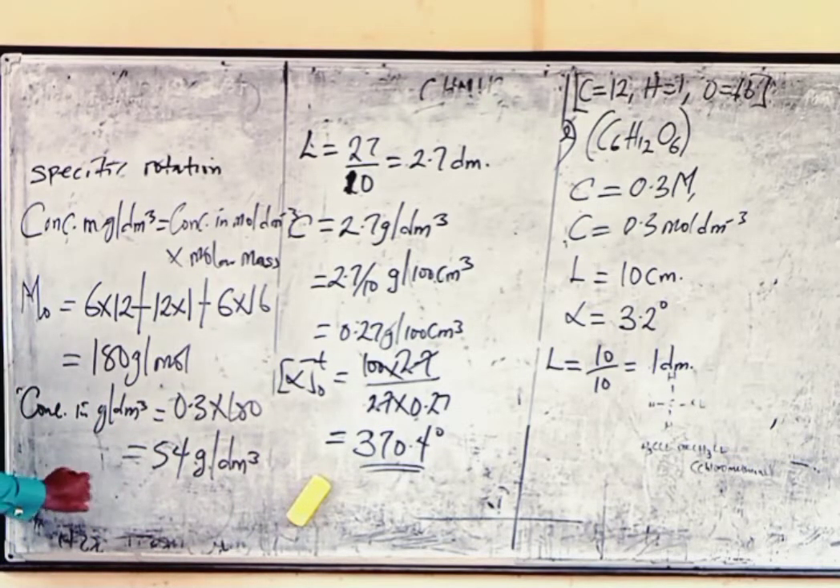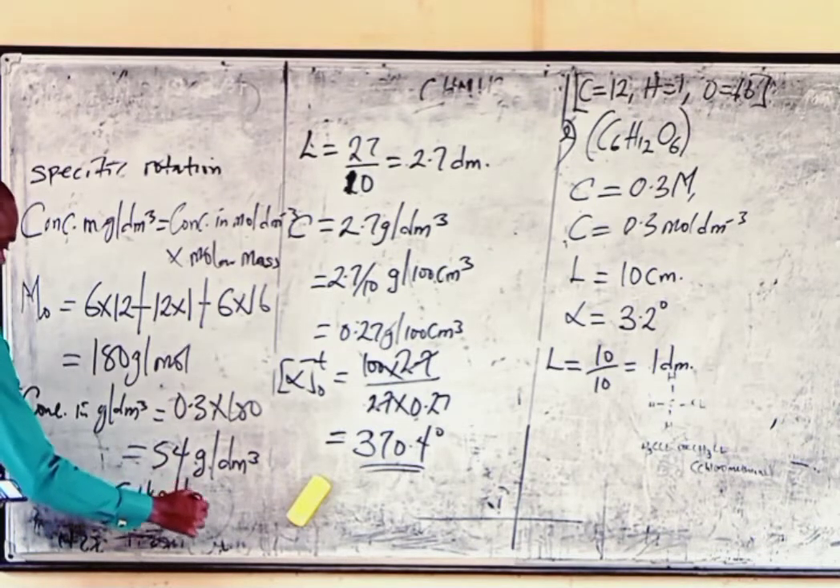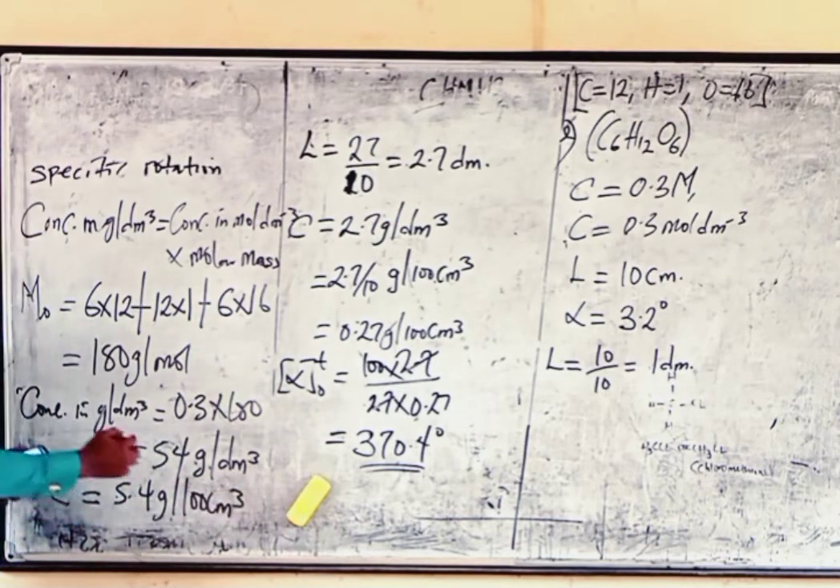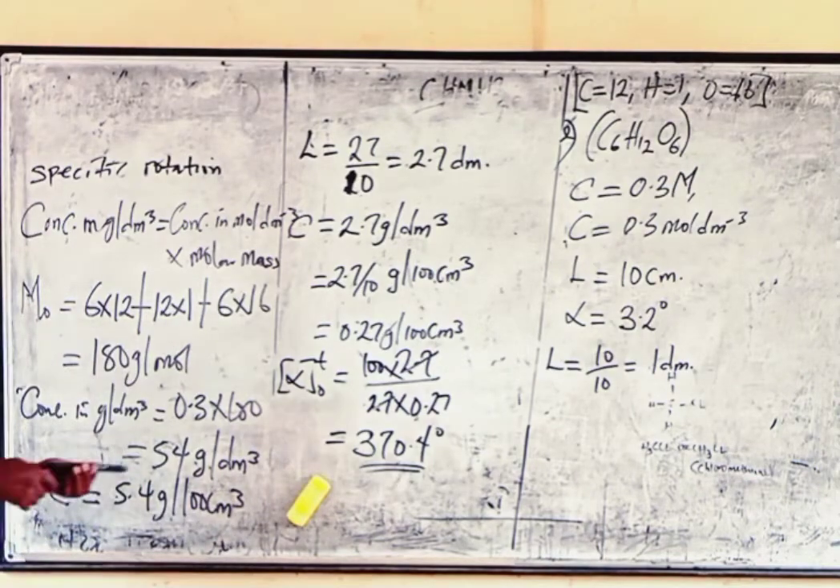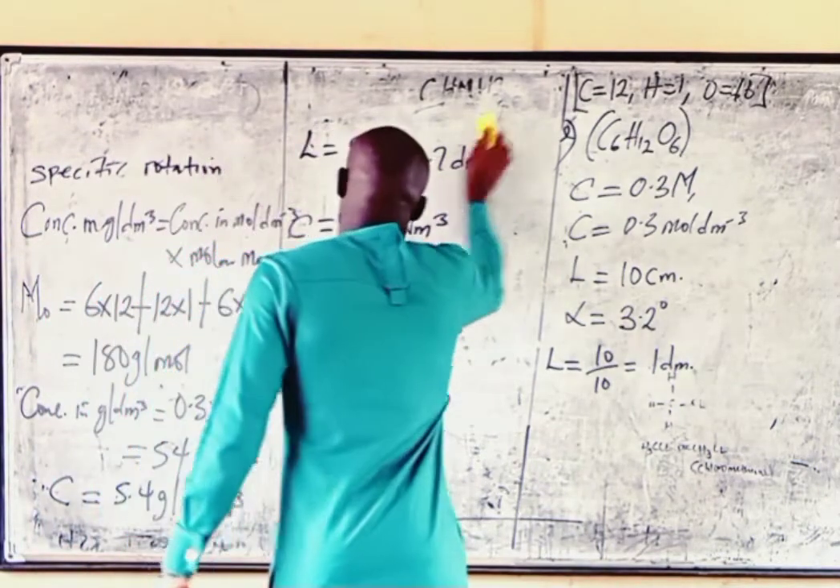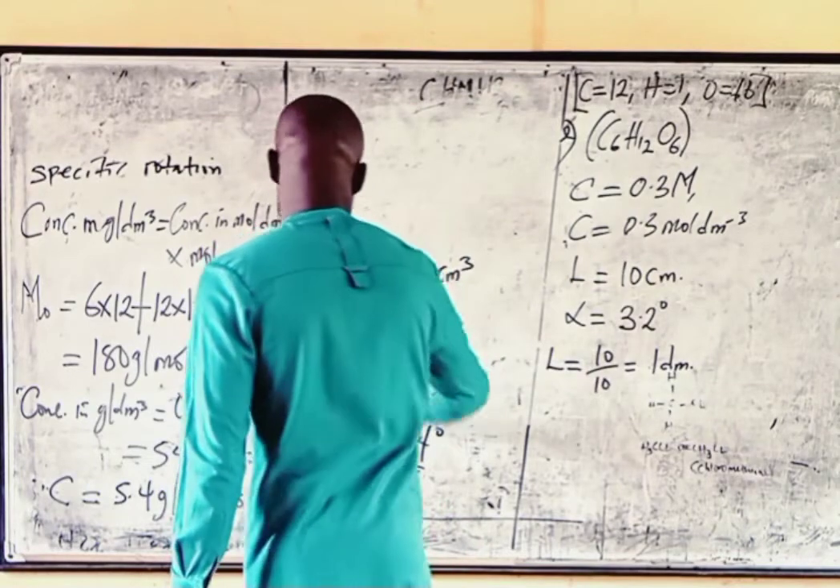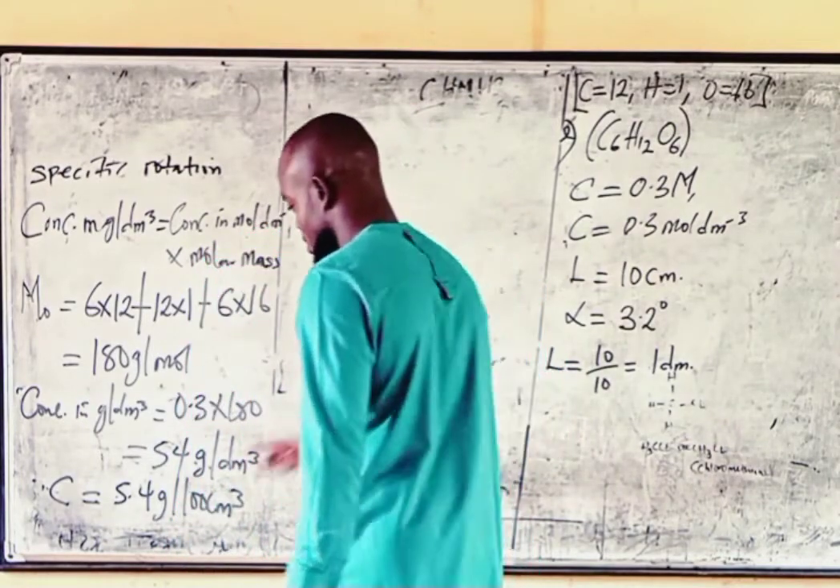Now the concentration can also be, divide this by 10. Divide 54 by 10, we'll have 5.4 grams per 100 cm³. That's the calculation for C. Remember, the one we use is the one that's grams per 100 cm³. So we're going to use this one.